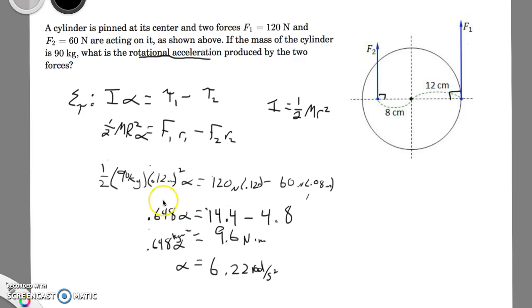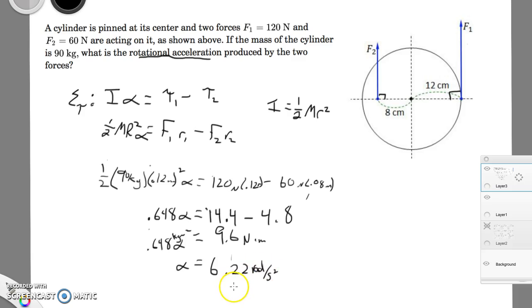I've gone ahead and done the rest of the work, so we subtract, we get 9.6. We take our moment of inertia, divide it over, and we get that the angular acceleration is 6.22 radians per second squared. And let me just show you how these units work out.